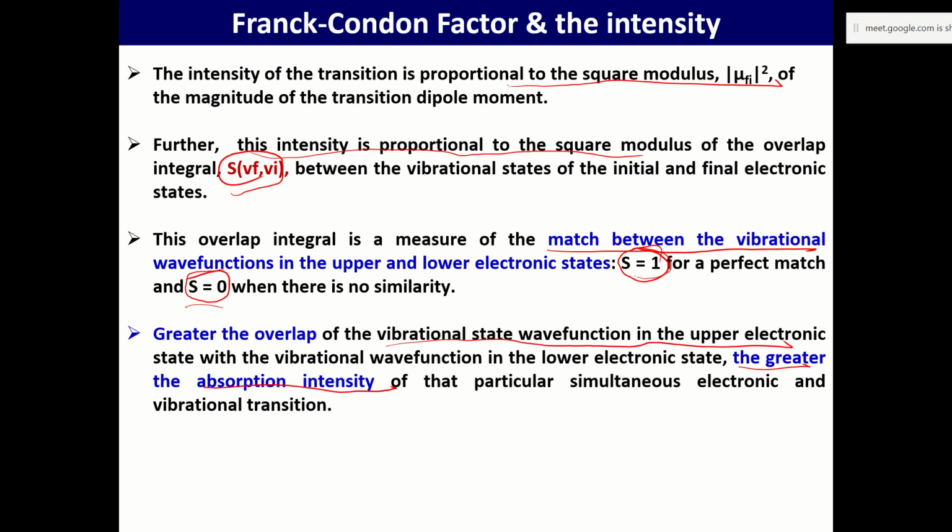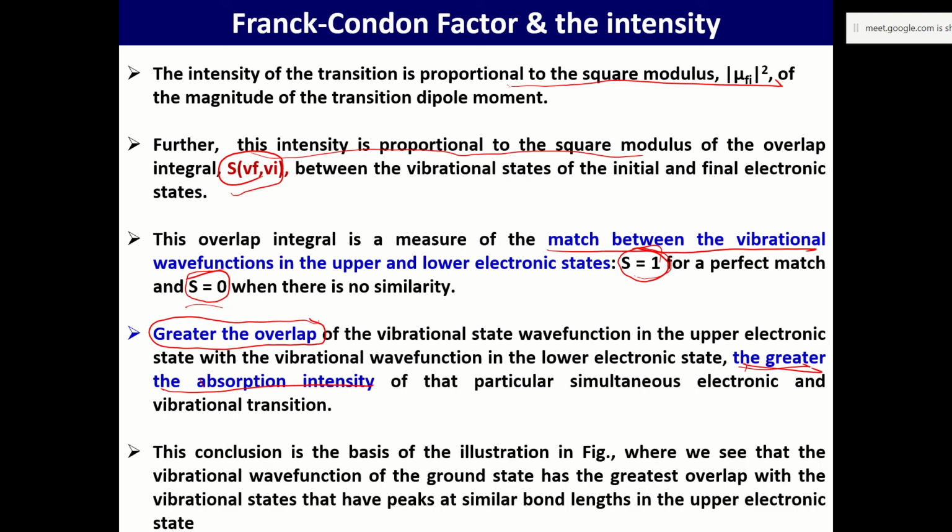So the greater the overlap, the greater the absorption intensity. These are the words to be picked up. Overlap of what? The vibrational wave function in the ground electronic state and the upper excited electronic state. So the better the overlap of the vibrational wave functions in the two, the better the absorption signal you will get. Or you can say that the absorption signal will be more intense. So this is the conclusion.